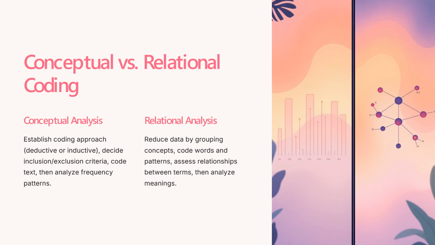How to conduct relational analysis. You will need to create categories by reducing your data, in other words, grouping similar concepts together, and then also code for words and or patterns. These are both done with the aim of discovering whether these words exist and if they do, what they mean. Your next step is to assess your data and to code the relationships between your terms and meanings so that you can move on to your final step, which is to sum up and analyze the data.